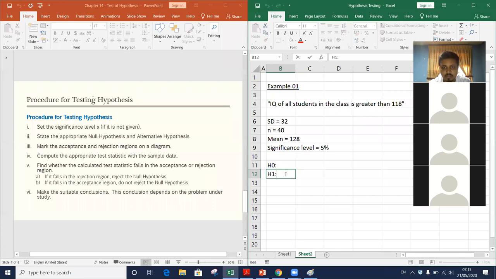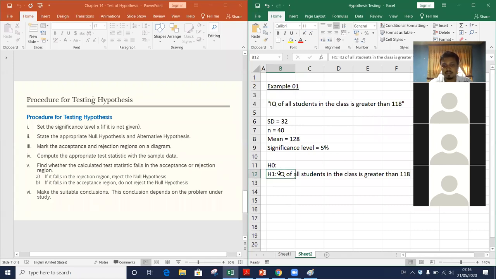First, what should be my alternative hypothesis? Alternative hypothesis එක වෙන්න ඕන මොකද්ද? H1 වෙන්න ඕන මොකද්ද? අපේ desired result එක, right? අපි වෙයි කියලා ගොඩක් වෙලාවට assume කරන එක. What we assume? IQ of all students in the class is greater than 180. So this is what we assume, or this is our desired result. So that should be our H1, or our alternative hypothesis.